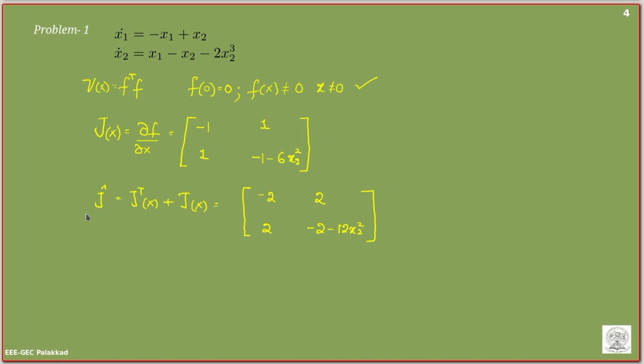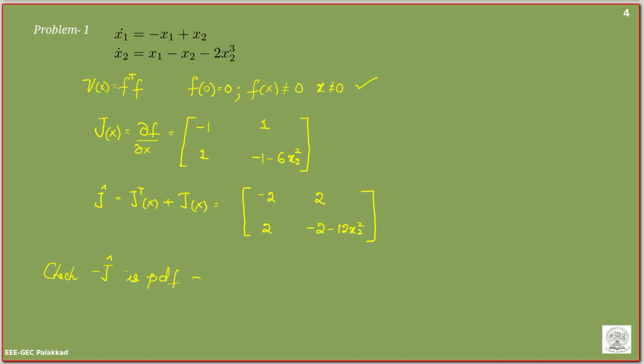In order to check the negative definiteness of this matrix, I will check the positive definiteness of minus J hat. I will check whether minus J hat is positive definite. I will also write it down here, maybe later, before giving it to you. So for checking the negative definiteness, we'll check whether this is a positive definite function.